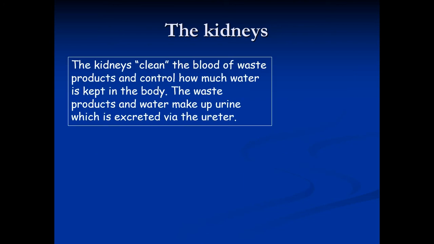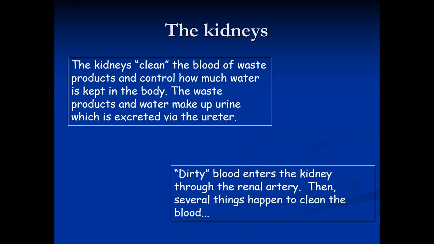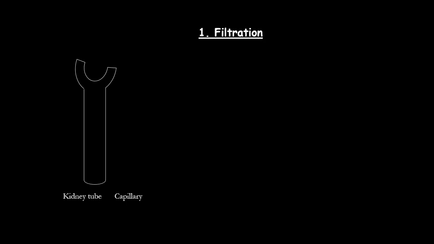So the kidneys. The kidneys clean the blood of waste products and control how much water is kept in the body. The waste products in the water make up the urine, which is then excreted through your bladder and through your ureter. We call it dirty blood, but really it's blood that has picked up the things it's supposed to pick up, and that enters the kidney through the renal artery, and then several things happen to clean up that blood. So renal artery brings blood to this area of your kidney.